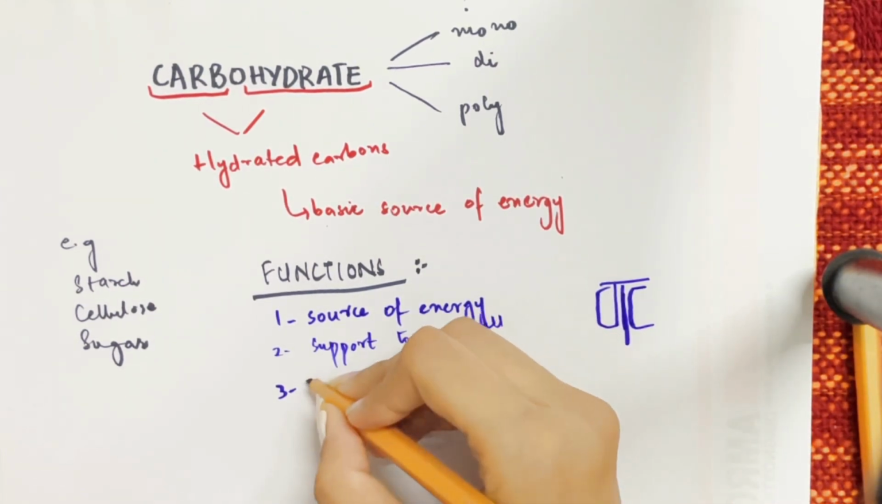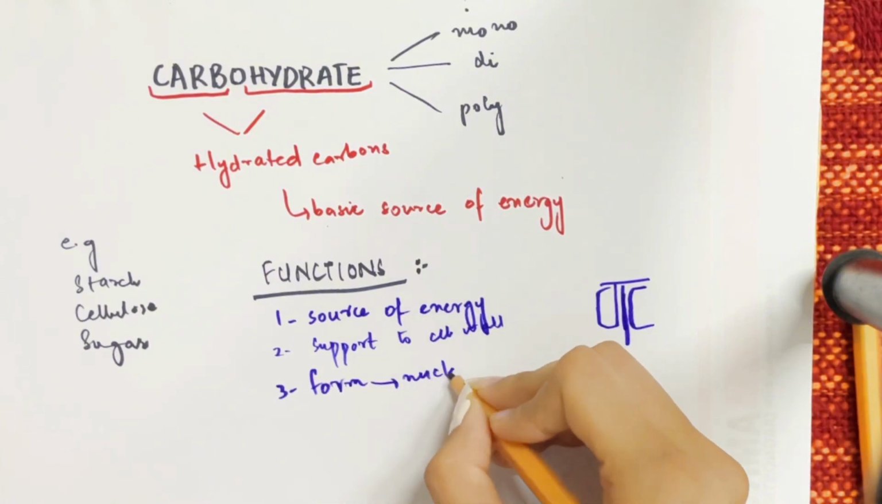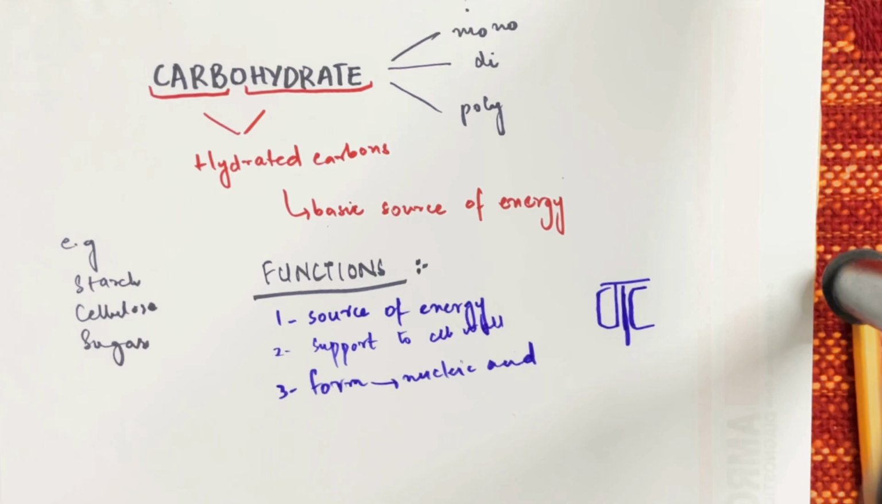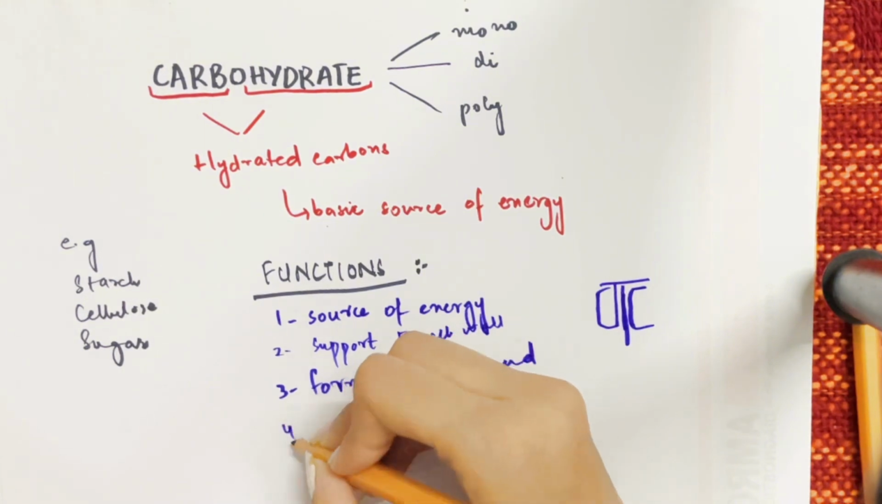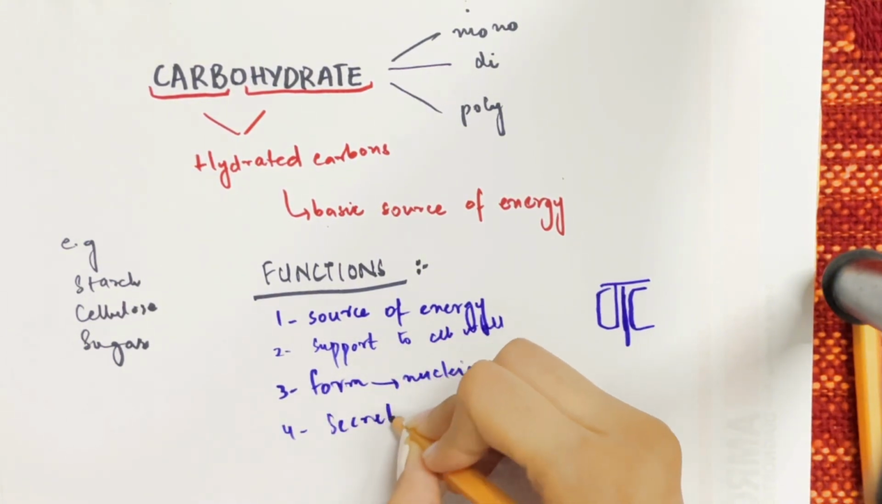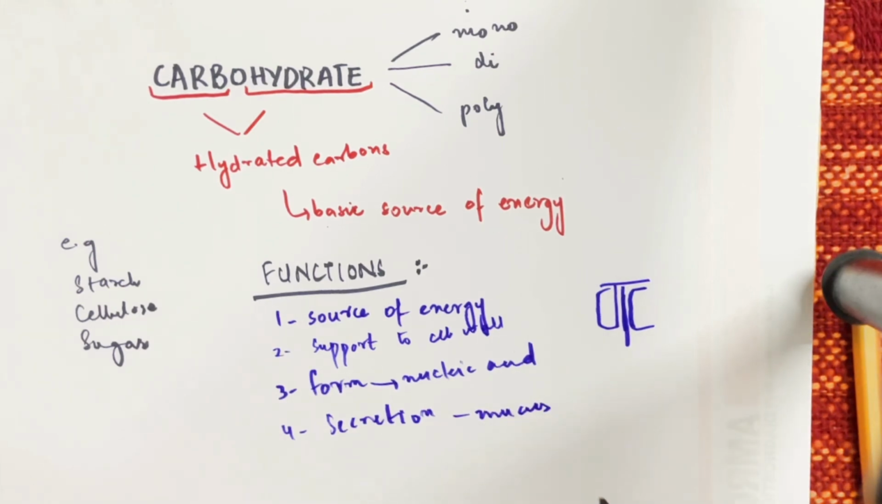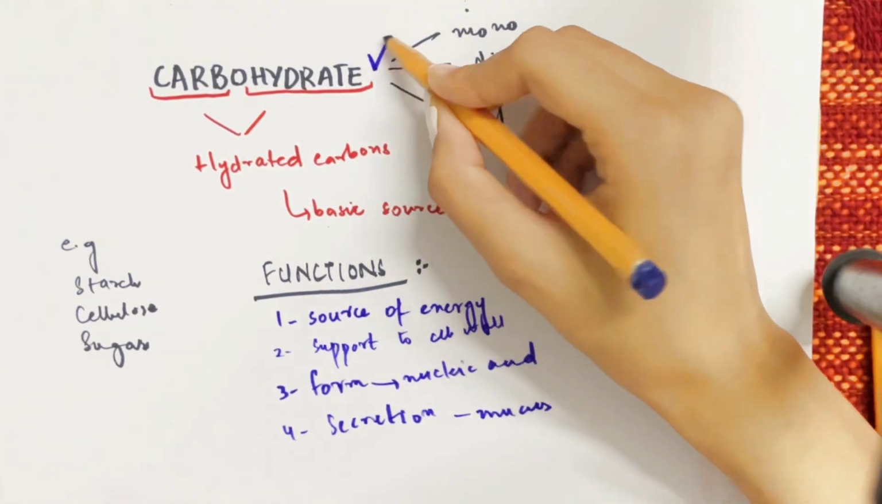They also play a role in the formation of nucleic acid. Nucleic acid plays a very important role in our body and holds most of the hereditary information. Then carbohydrates are also present in many of the secretions of the body. For example, mucus plays a very important role and also contains carbohydrates. So what we learn from the term carbohydrate is that carbohydrates are hydrated carbons, which are the basic source of energy.